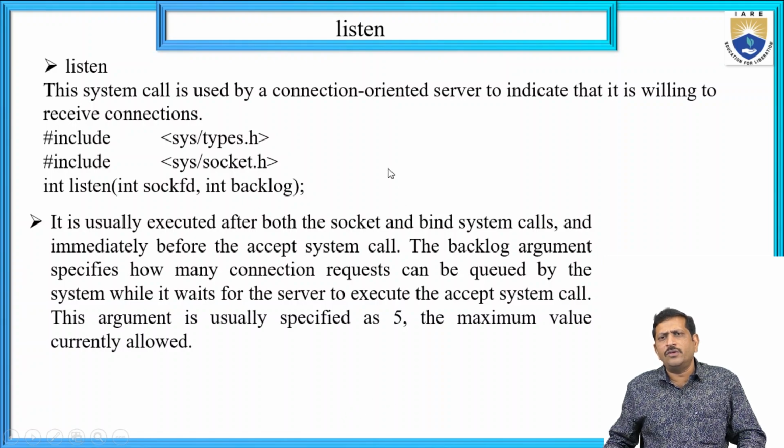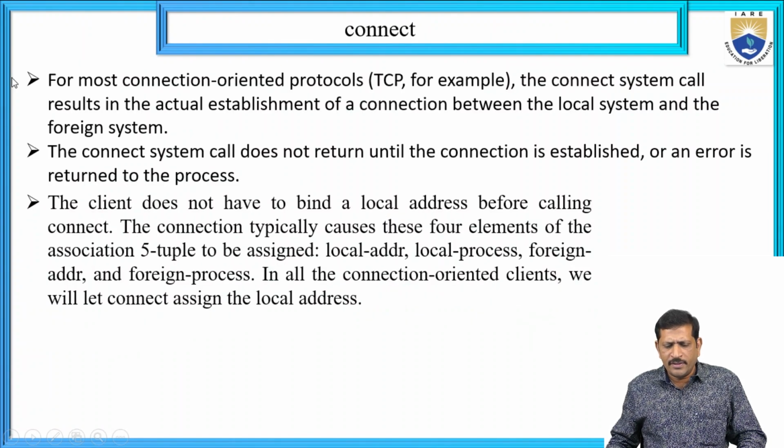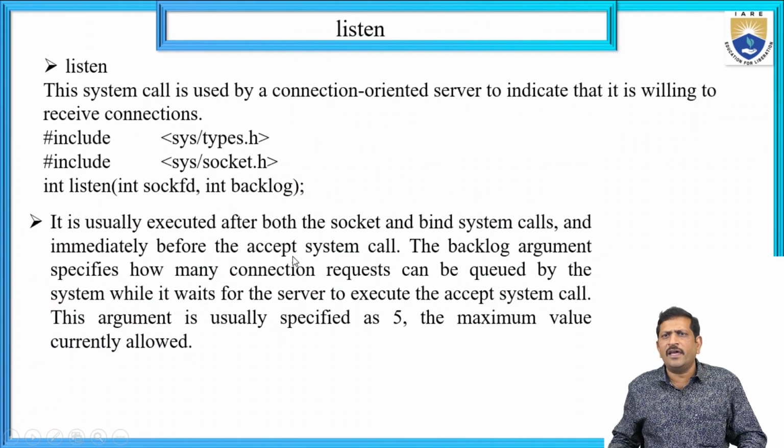And this argument is usually specified as five, the maximum value currently allowed. Five can be allowed here because we are using the five-tuple: the local address, local process, foreign address and foreign process. So that's why the maximum value currently allowed in a listen system call is five.